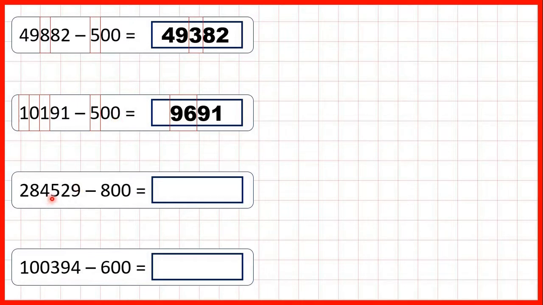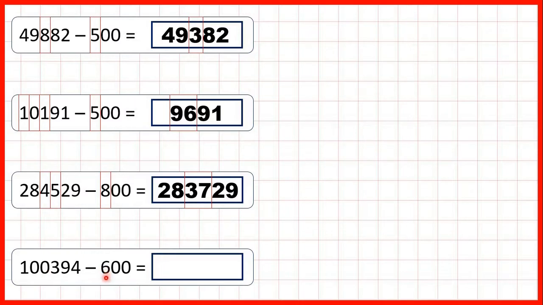So here we have 284,529 minus 800. If we highlight our hundreds digits, 8 is larger than 5, so let's highlight the place value to the left as well. That means we have 45 minus 8. That's 37, so these digits here will be replaced with a 3 and a 7, and all of our other digits will stay the same. So our answer is 283,729.